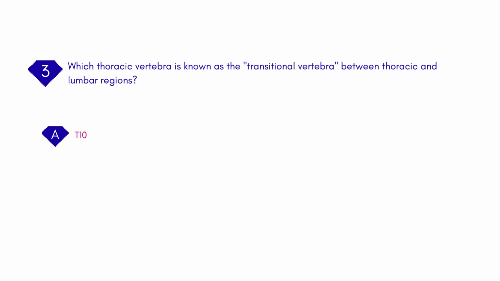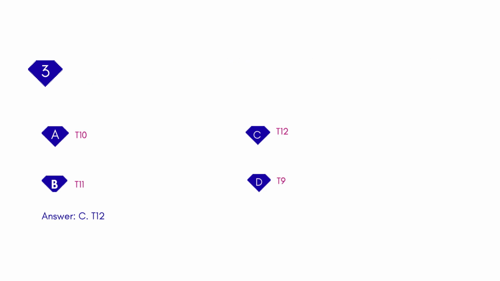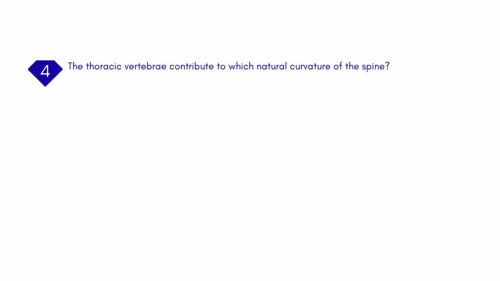A. T10. B. T11. C. T12. D. T9. Answer: C. T12. The thoracic vertebrae contribute to which natural curvature of the spine?